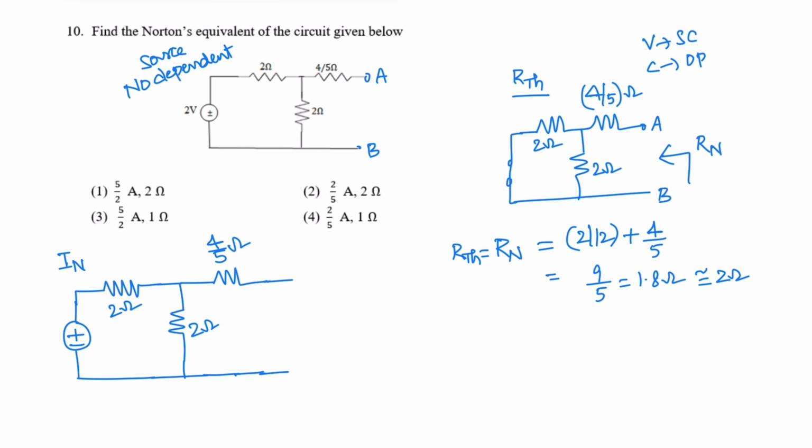So 2 ohms is in option 1 and option 2. Next, Norton's current is the short circuit current. So the Norton current is the short circuit current between the terminals A and B.